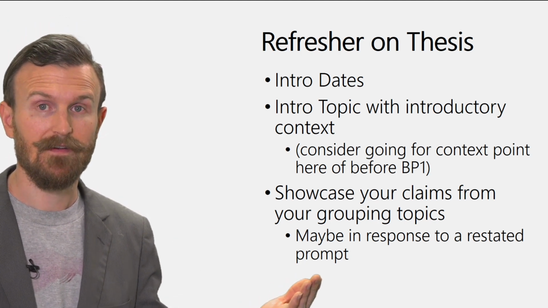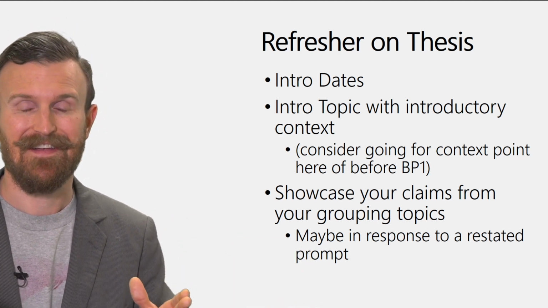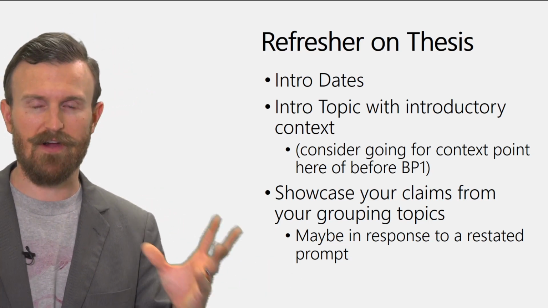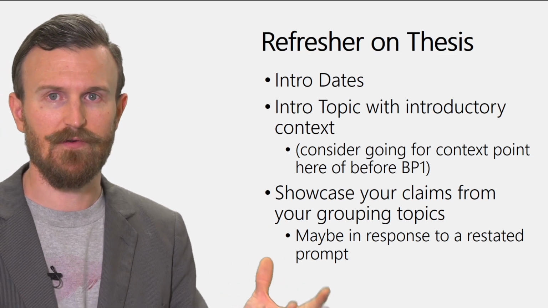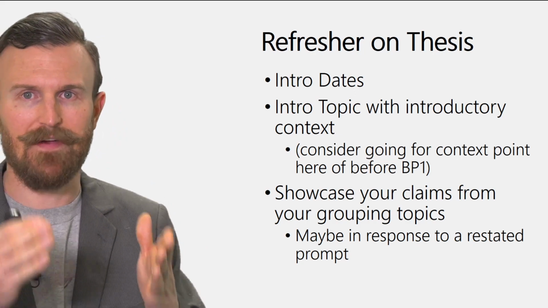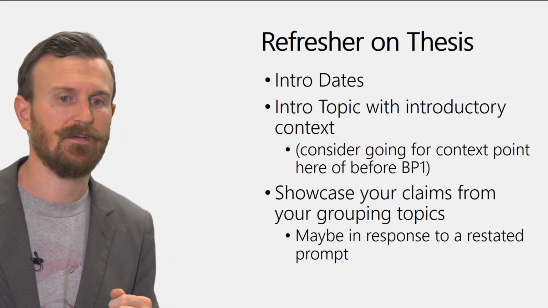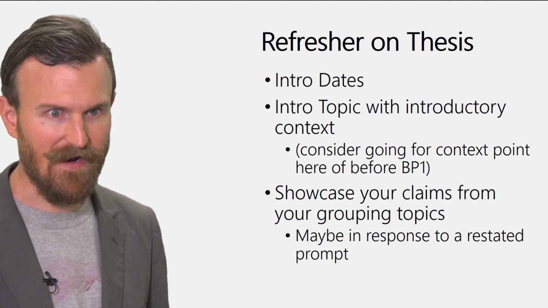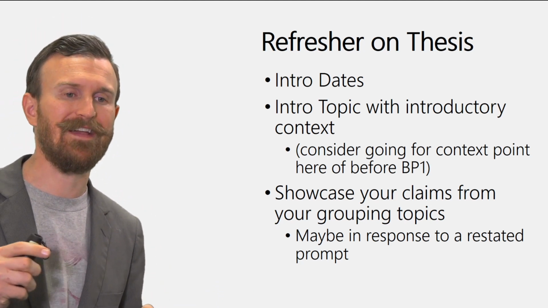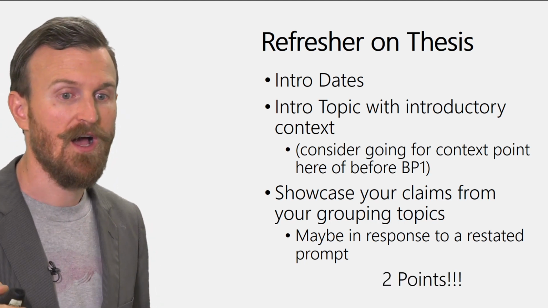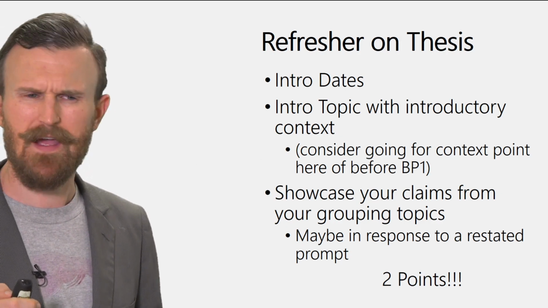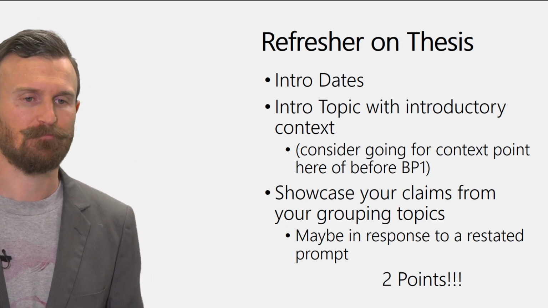Anyway, showcase your claims from the grouping topics. So you've settled on your topics that are relevant to the prompt. You've put your documents into groups and you have distilled from these groups a claim topic that you're going to write about in your body paragraphs. You're ready to go on to your body paragraph. First, how many points did you earn here if you did everything correctly? You earned 2 points! That's for the COVID DBQ, and that's actually for the regular DBQ too.